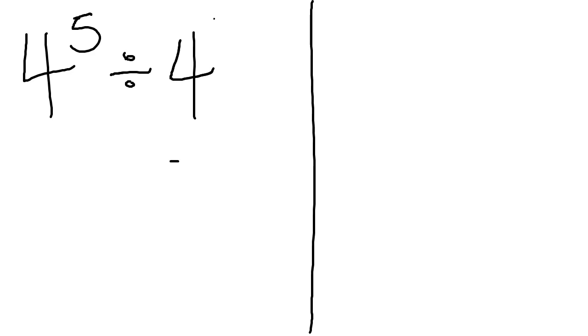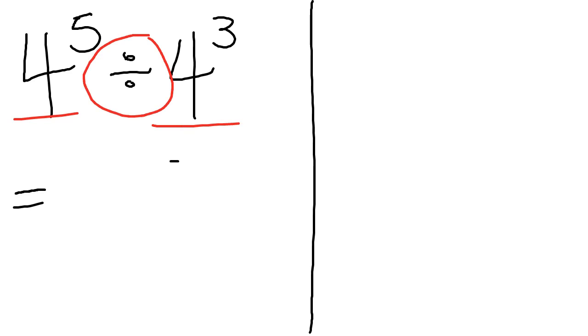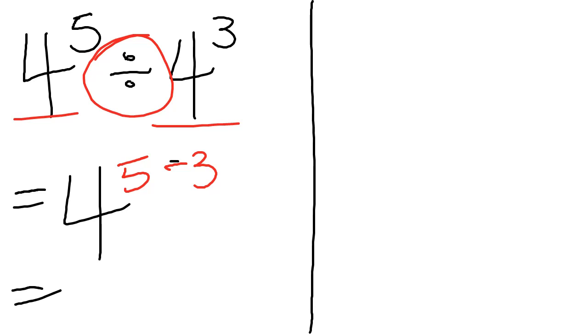Let's say we have something like 4 exponent 5 divided by 4 exponent 3. Now this is very straightforward. We know that 4 and 4, they have the same base, and there's a division sign in between. So our final answer will have a 4, and our exponents will be subtracted. 5 minus 3. So our final answer will be 4 exponent 2.